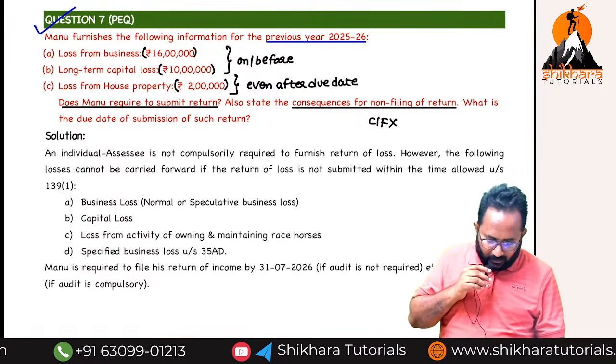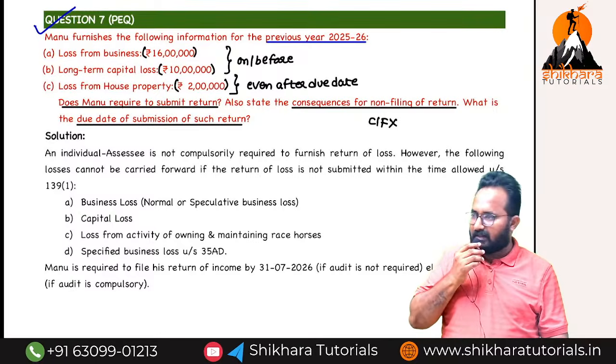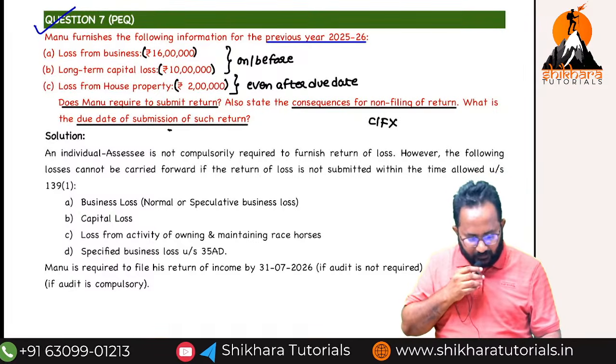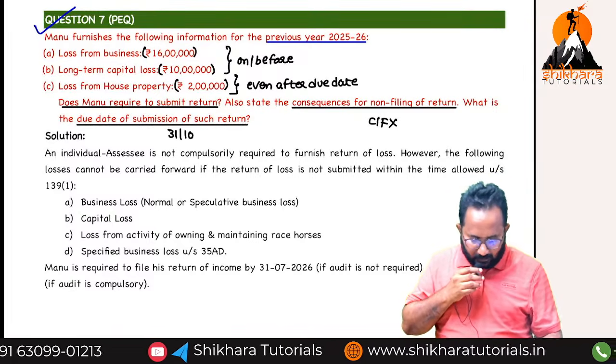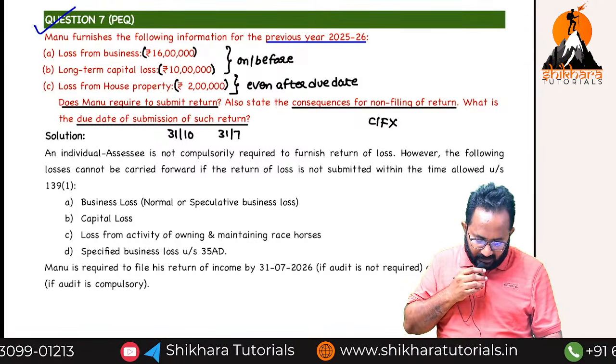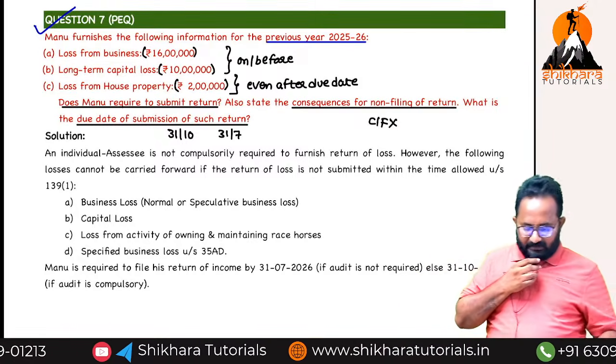What is the due date? The same date as in 139(1). If audit is there, 31st October. If audit is not there, 31st July. Please read the answer once more.